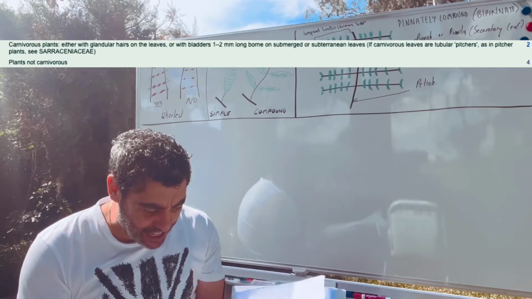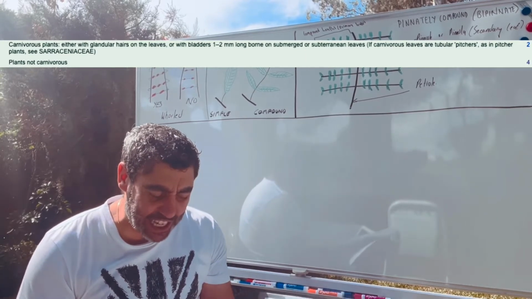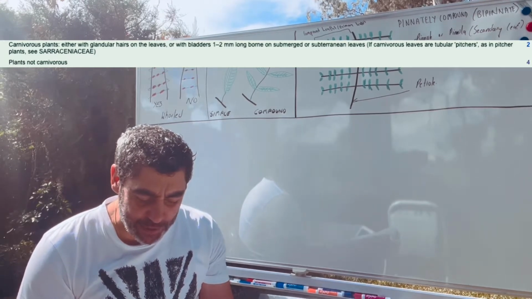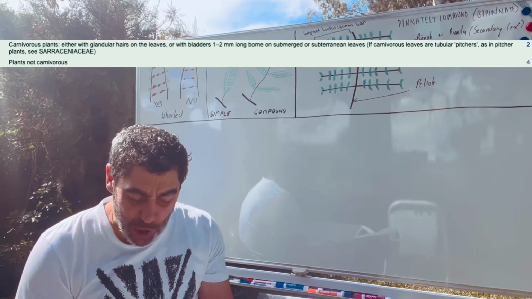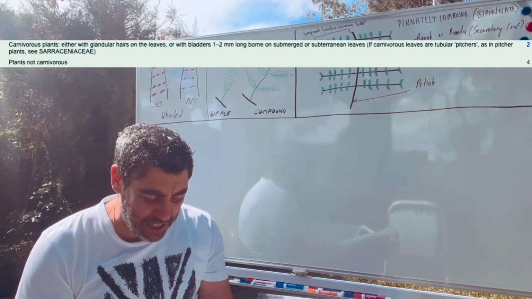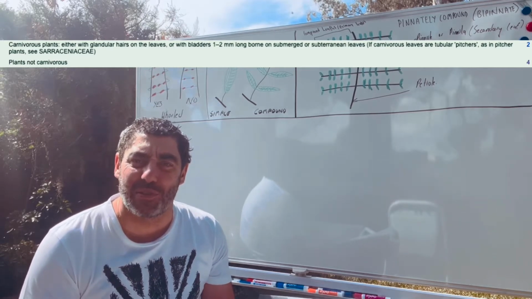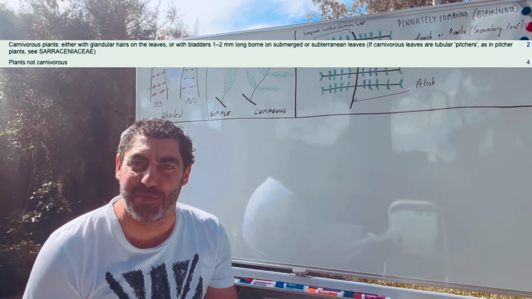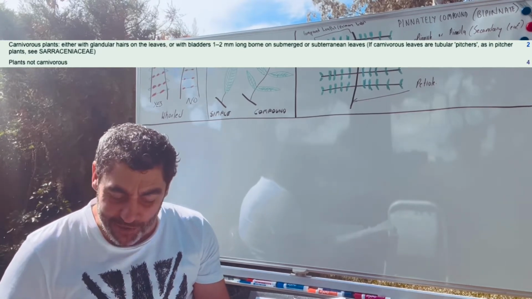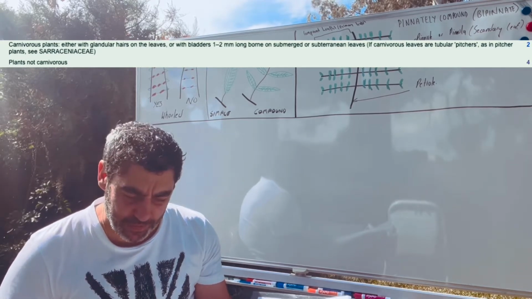Okay, the first question starts: carnivorous plants, either with glandular hairs on the leaves, or with bladders 1 to 2 millimeters long, submerged in subterranean leaves. And the next option is plants are not carnivorous. I think I say it properly. Carnivorous, and we know it's not carnivorous, so I didn't get bitten over there. So on the far right there, you'll see an option for 4. So we're going to take that option.